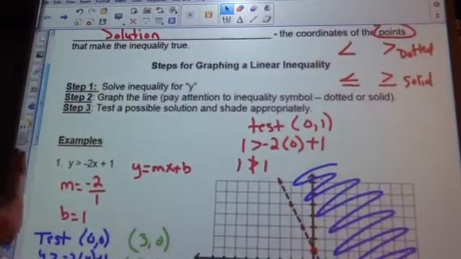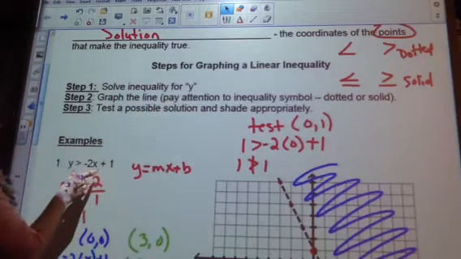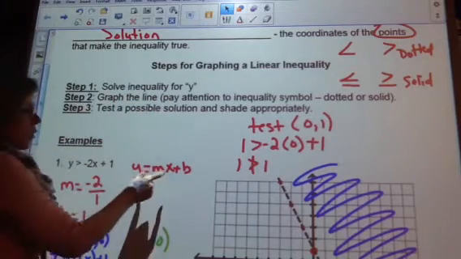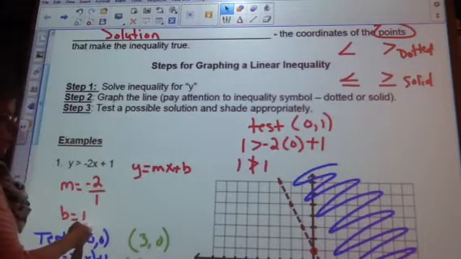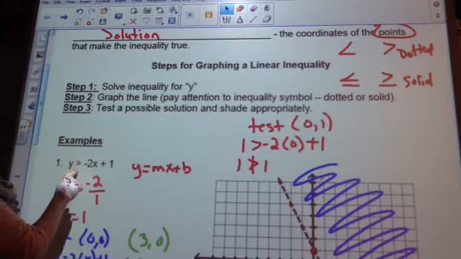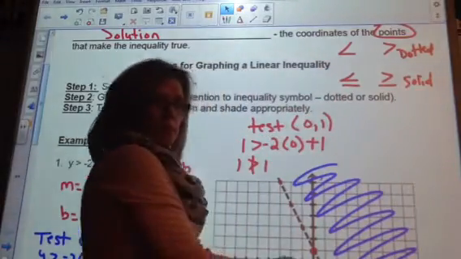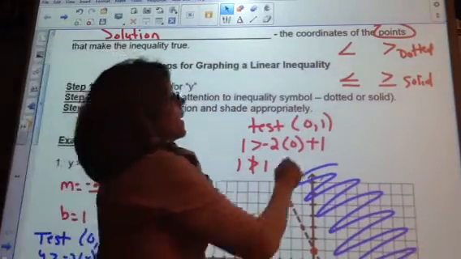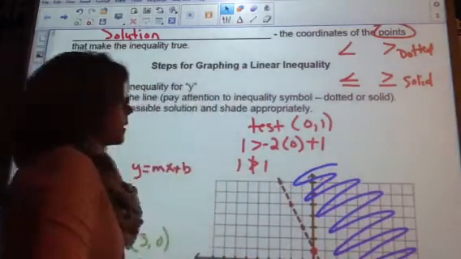Let's look at our steps. Okay, first step is to solve the inequality for y. This one was already solved for y. The reason why you're doing that is you want to get it to your slope-intercept form so you can identify your slope and your y-intercept to graph that line. Graph the line, making sure you're paying close attention to the inequality symbol. If it's less than or greater than, you're going to have a dotted line because that's not part of the solution. If it's less than or equal or greater than or equal, you're going to have a solid line, and that is part of your solution.